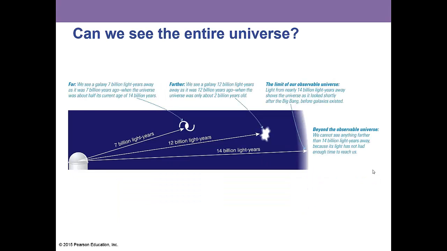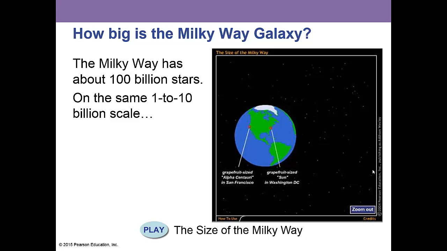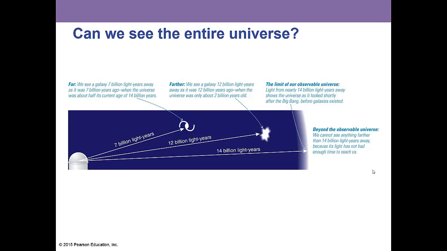Can we see the entire universe? The answer is simply no. Let me go back to one slide here. The whole universe is about 13.7 billion light years old. The last 300,000 light years of the universe, back here at the very edge of the universe, is opaque. We can't see through it. So can we see the entire universe? No, but we can see most of it.